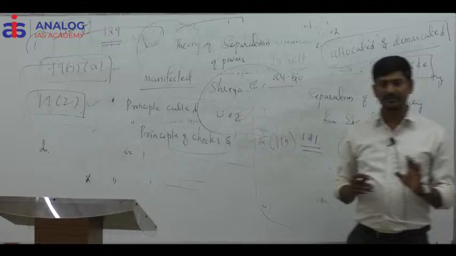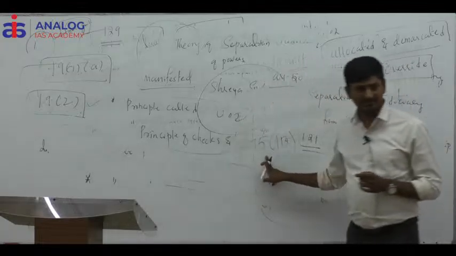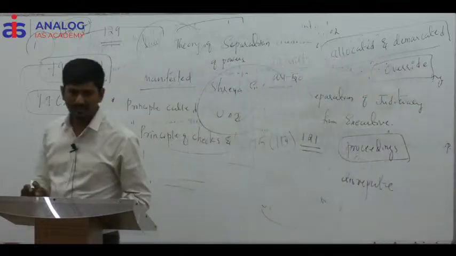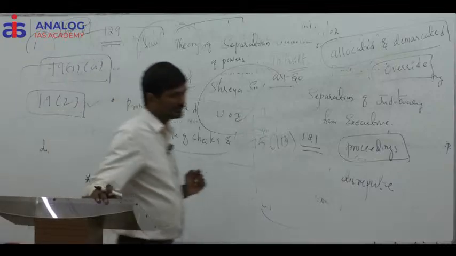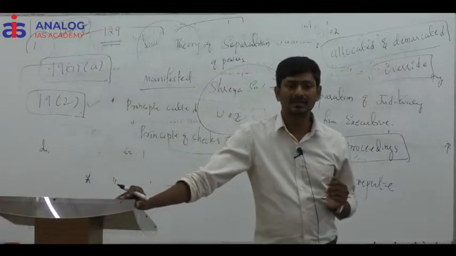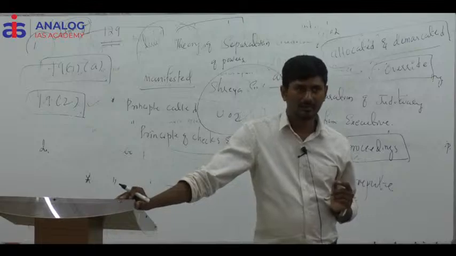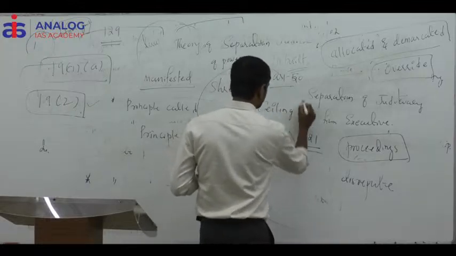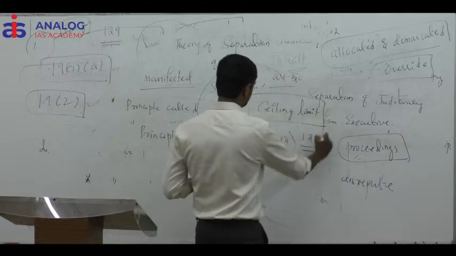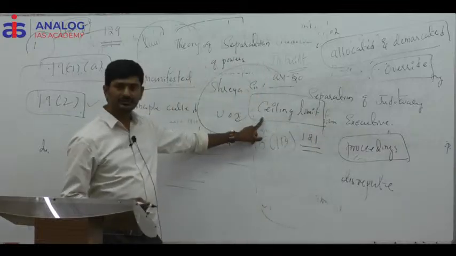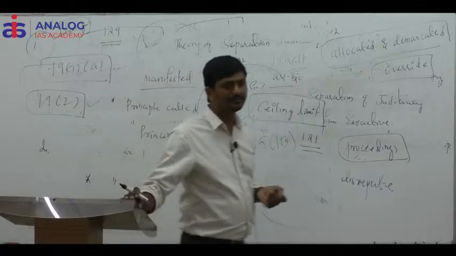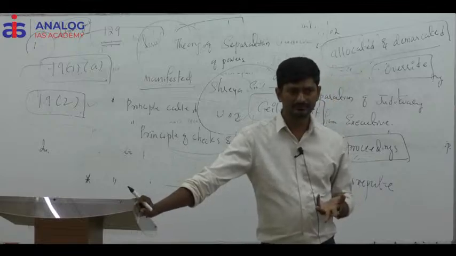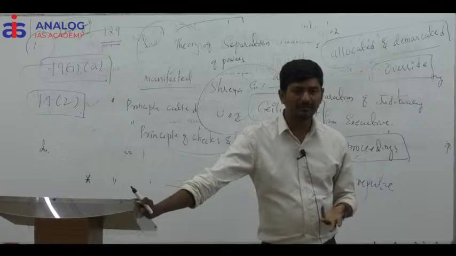Right. So next, what is that article? Article 75 clause 1B. Write down: this article imposes a ceiling limit on the size of the Council of Ministers. A ceiling limit on the size of, what is that? Council of Ministers.